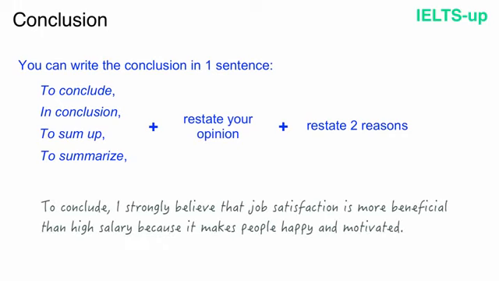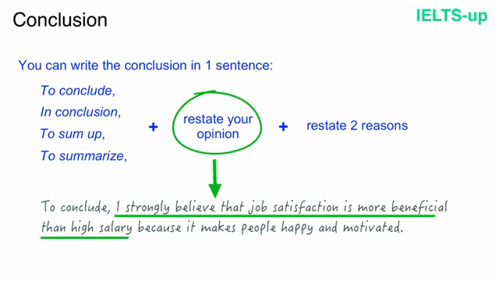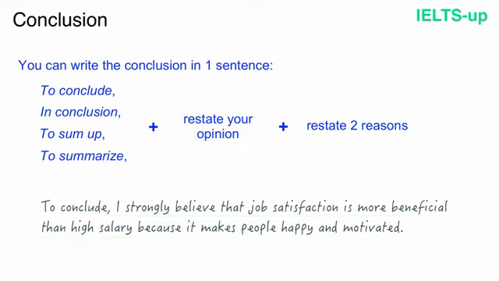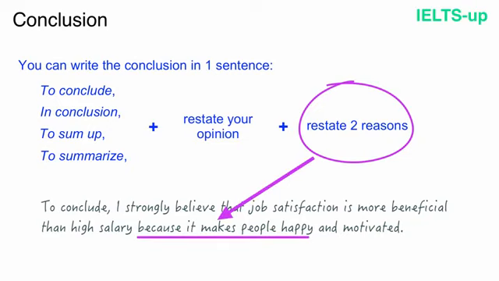To conclude, I strongly believe that job satisfaction is more beneficial than high salary because it makes people happy and motivated. As you can see, I started with the phrase "to conclude," showing the examiner that I start writing my conclusion paragraph. Then, I restated my opinion. I strongly believe that job satisfaction is more beneficial than high salary. And after that, I briefly stated the reasons for my opinion. Because it makes people happy, my first reason, and motivated, my second reason.